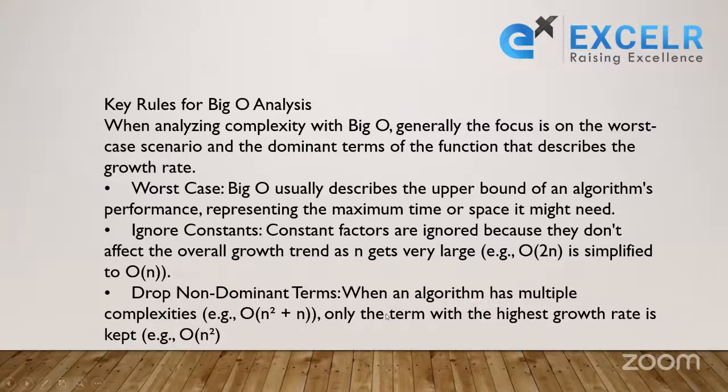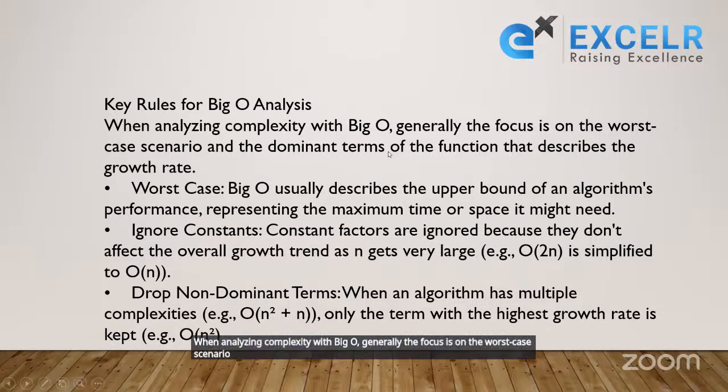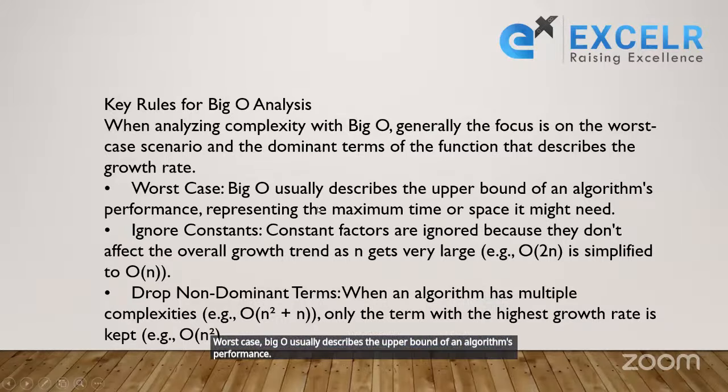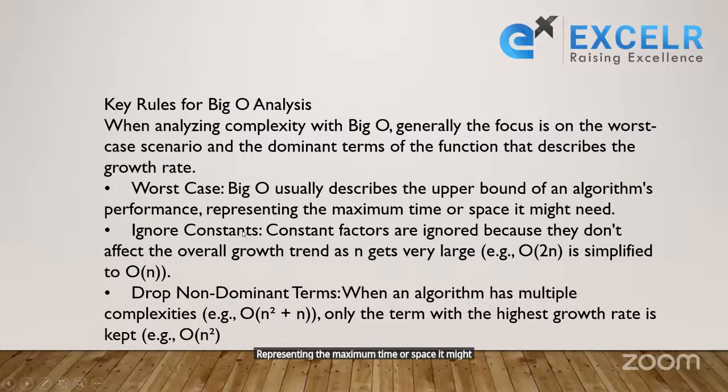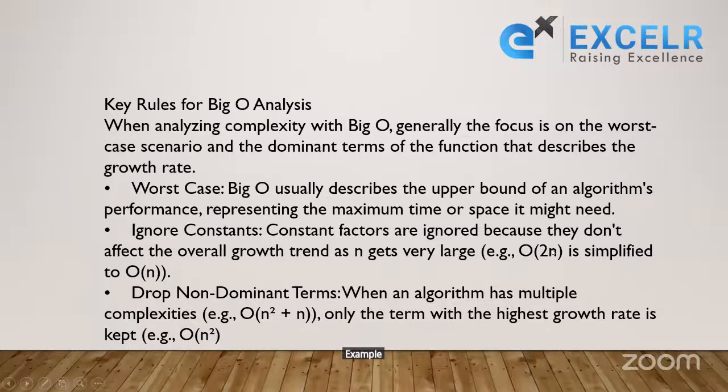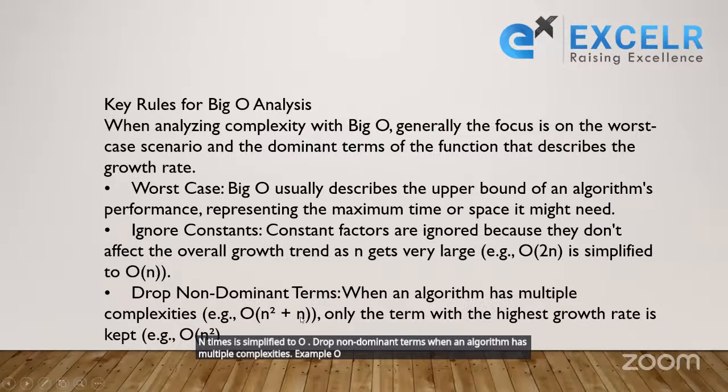Key rules for big O analysis. When analyzing complexity with big O, generally the focus is on the worst case scenario and the dominant terms of the function that describes the growth rate. Worst case, big O usually describes the upper bound of an algorithm's performance, representing the maximum time or space it might need. Ignore constants. Constant factors are ignored because they don't affect the overall growth trend as n gets very large. Example, O of 2n is simplified to O of n. Drop non-dominant terms when an algorithm has multiple complexities. Example, O of n square plus n, only the term with the highest growth rate is kept. So O of n square is the complexity.